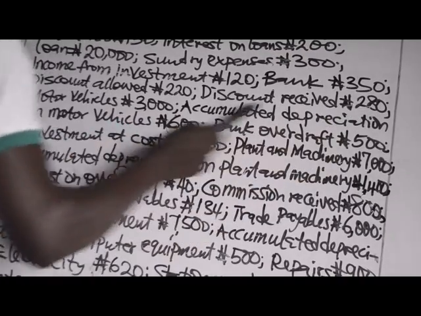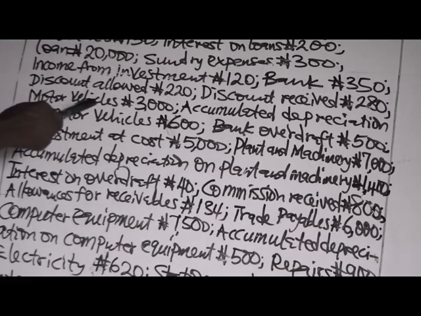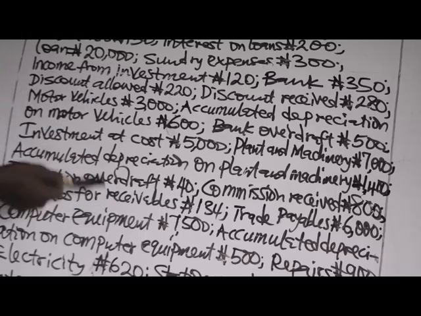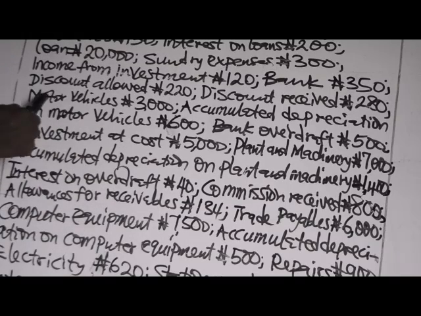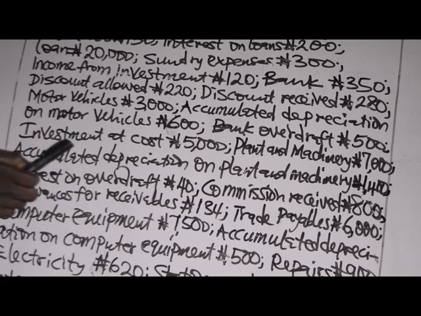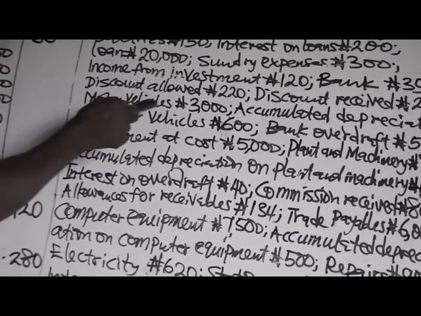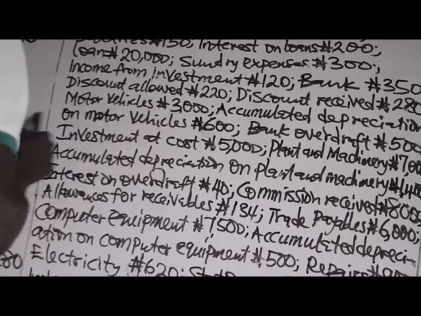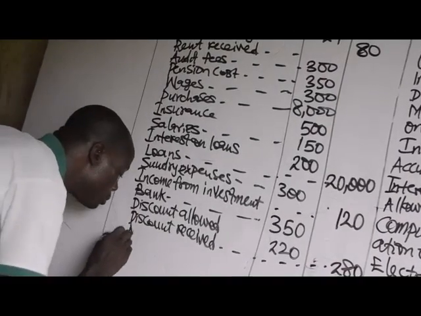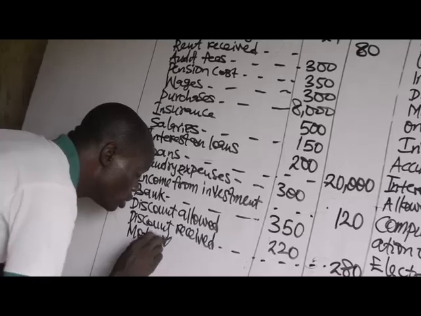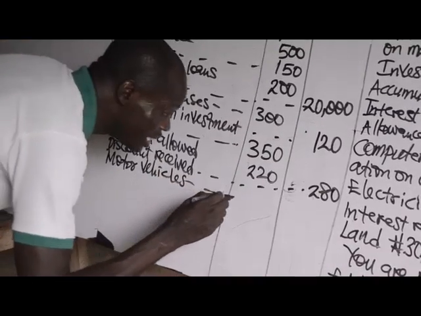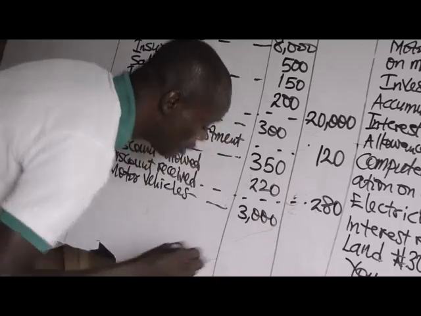After discount received of 280, the next item is motor vehicles of 3,000 naira. Motor vehicles is a property of the business. And I've told you that the business properties are said to be an asset to the business. Being a property to the business, it should therefore be recognized as an asset. So an asset should be debited. So motor vehicles of 3,000 naira, that will be debited.